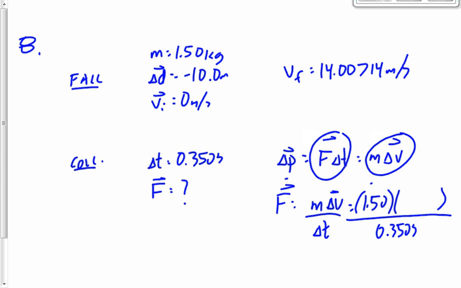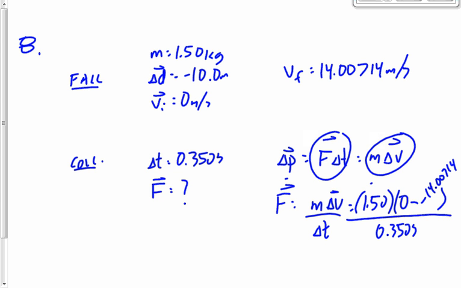VF is 0, because we're looking for the force of impact of the ground on the ball or whatever it was that fell, right? So the force of impact causes the ball to stop. So during the fall, the final velocity is 14. But during the collision, the final velocity is 0. So we're going to say VF is 0. VI is negative 14.00714.